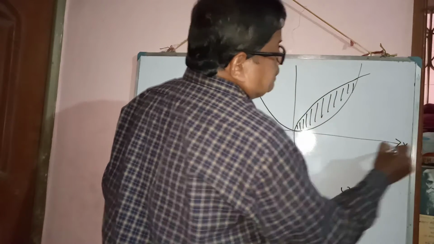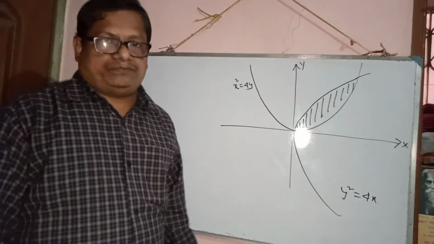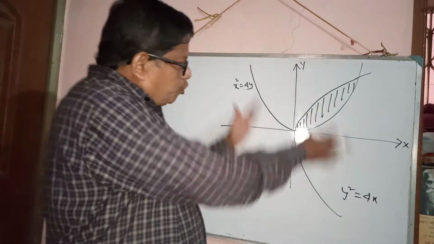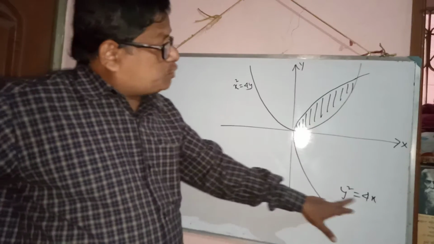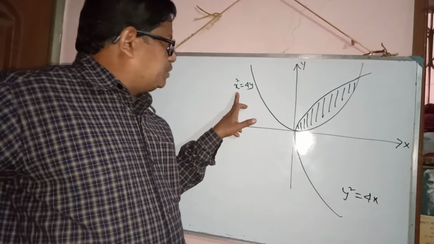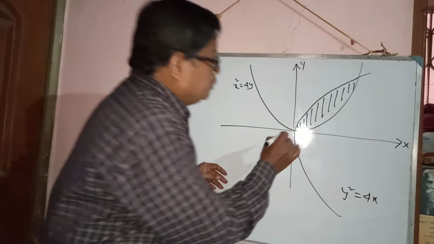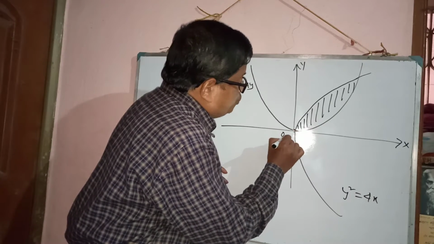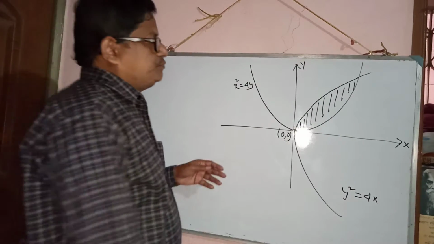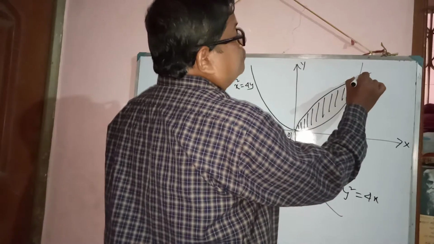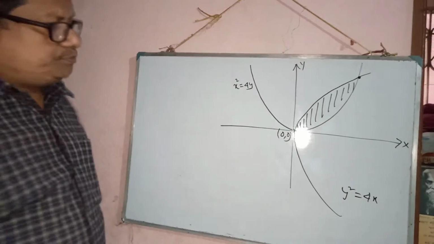All of you know this is the x-axis and this is the y-axis. First, you have to solve these two equations and find the point of intersection. See, y square is equal to 4x and x square is equal to 4y. One common point you will get easily, so (0, 0) is a point. Look, another point is here.